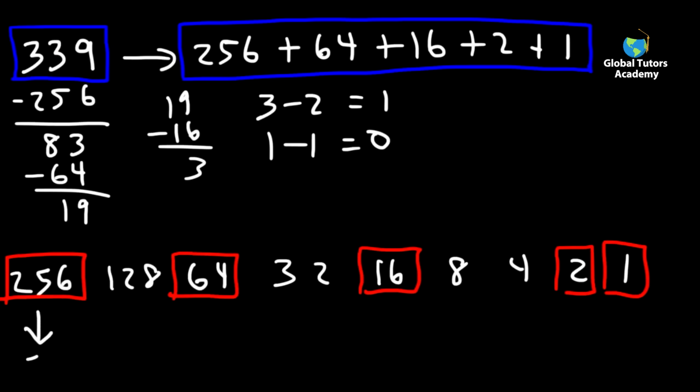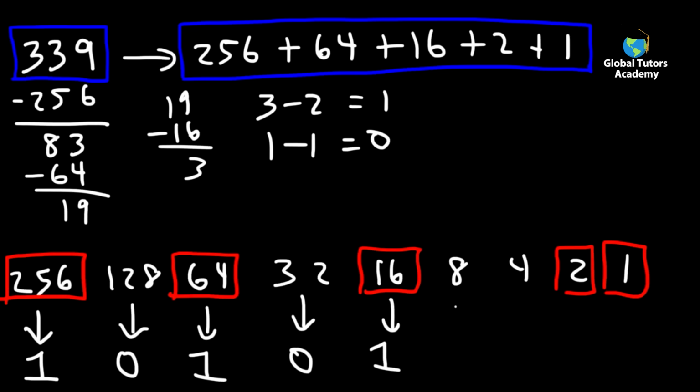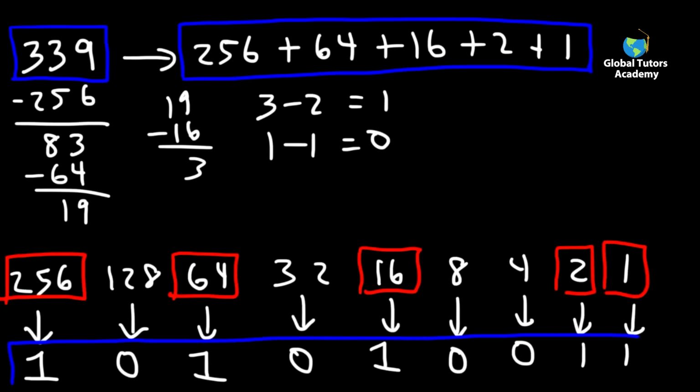Now let's move to the next stage by writing the binary equivalents. Here we have a 256. We do not have a 128. We do have a 64. We do not have a 32. We have a 16. And since we don't have an 8 or a 4, we're going to write a 0. We do have a 2 and a 1, so we'll replace that with a 1. So a 1 means on or yes, and a 0 means off or no. And so this is the answer. So 339 is equal to 1, 0, 1, 0, 1, 0, 0, 1, 1.